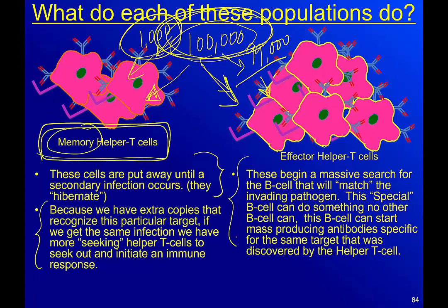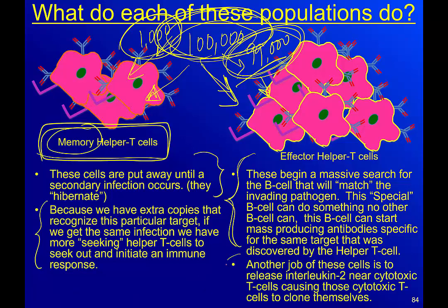And I need to go find cytotoxic T cells that are partially activated and activate them the rest of the way. So at this point, these cells, this 99,000 cells, begin a massive search for the B cell that will match the invading pathogen. This special B cell can do something no other B cell can. It makes the antibody that binds to red leg. No other B cell does that. So we need to find the one cell and get it to start doing pretty much the same thing. I need it to build an army so that it can start making antibodies.